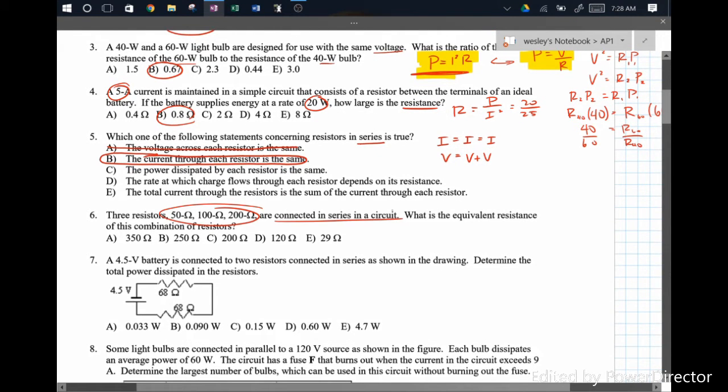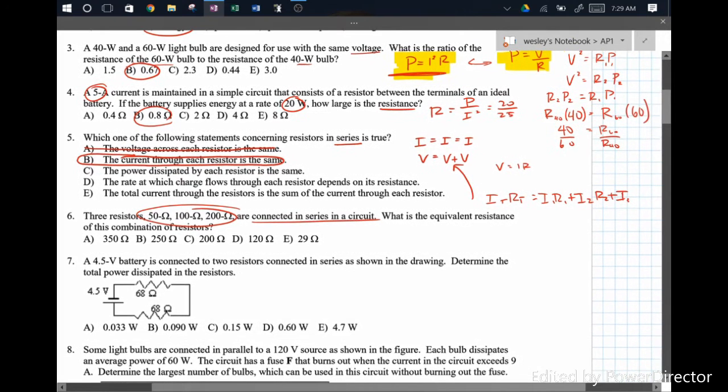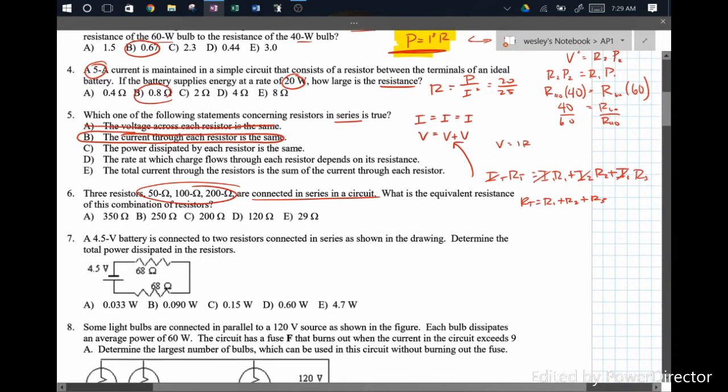Three resistors are connected in series. So if we continue this idea up here, where we've added the voltages together, and we know that voltage is IR, then we have I total R total equals I1 R1 plus I2 R2, possibly plus I3 R3. And since all those currents are the same, we can cross them out. And R total is just R1 plus R2 plus R3. In series, resistors add. So 50 plus 100 plus 200 gives us 350 ohms.